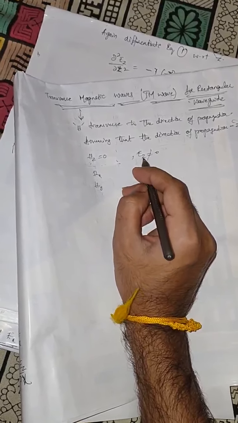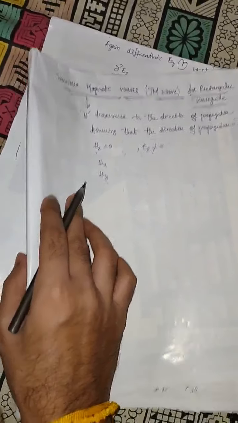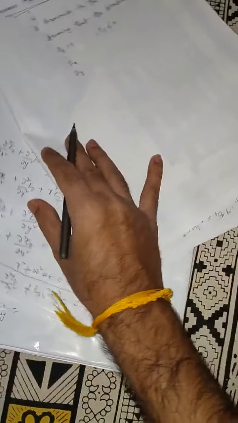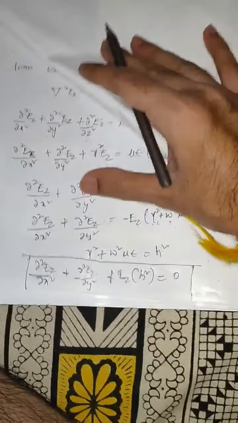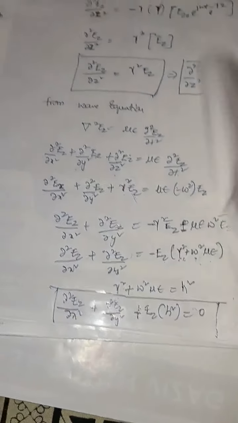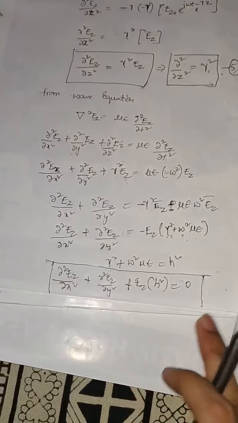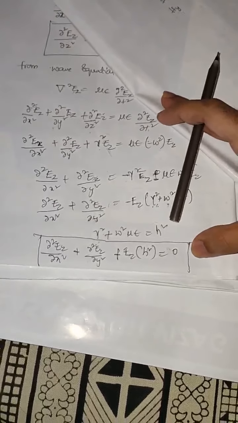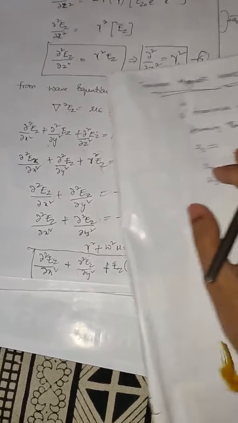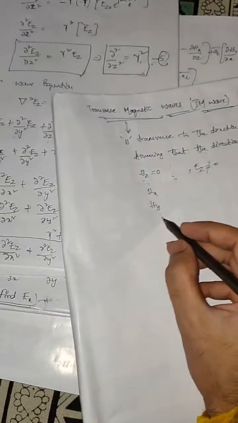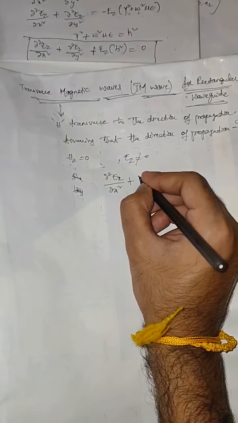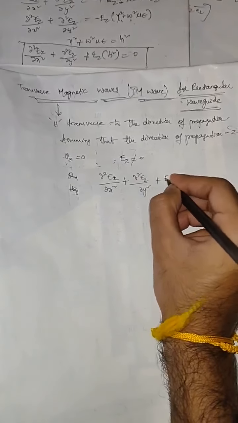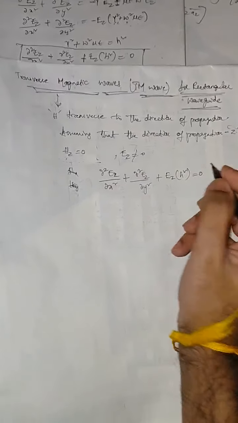Since Ez is not 0, we take the wave equation for a rectangular waveguide. We have already derived that equation, so we can use it here. Writing this equation: the second partial derivative of Ez with respect to x, plus the second partial derivative of Ez with respect to y, plus h squared Ez, is equal to 0.